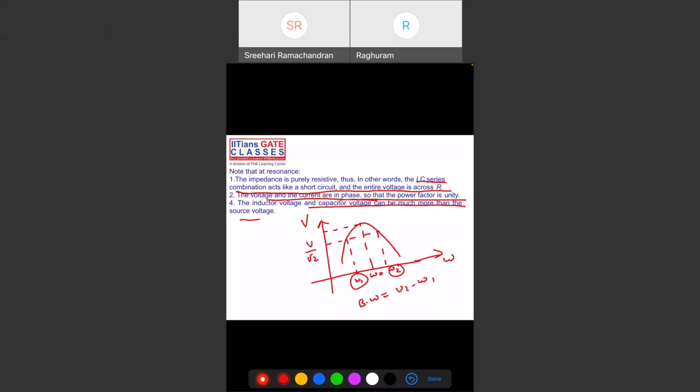Q factor, what does Q factor show? Q factor shows you the sharpness. These are the range of frequencies you'll select. So that is what your Q factor shows. If the bandwidth gets reduced, does sharpness increase? Yes, if bandwidth reduces, the sharpness increases, and the peak also will increase.